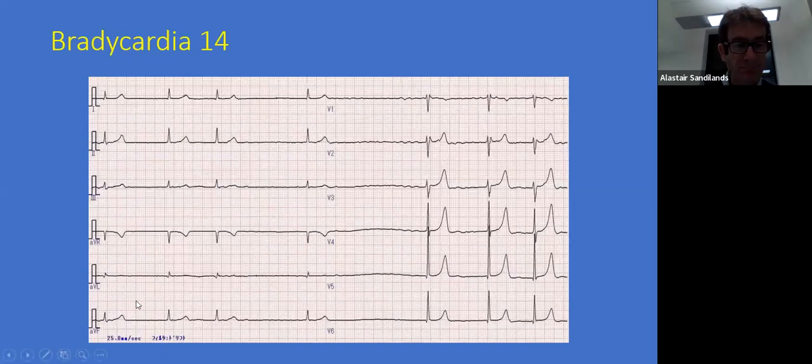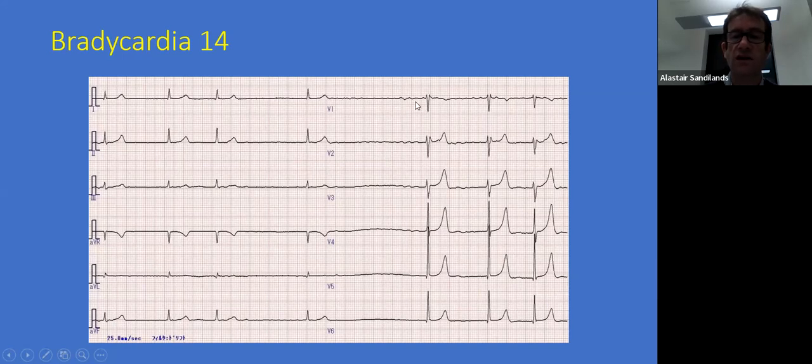Okay, let's take this as one long rhythm strip for the purposes of the teaching. So we have a bradycardia. We have a rhythm 1, 2, 3, 4, 5, 6, 7. So 42 beats a minute. Okay. The QRS is narrow. So perhaps the AV node is okay, or there's an escape rhythm coming from just below the AV node. The rhythm is irregular. Spacing between every QRS is variable.